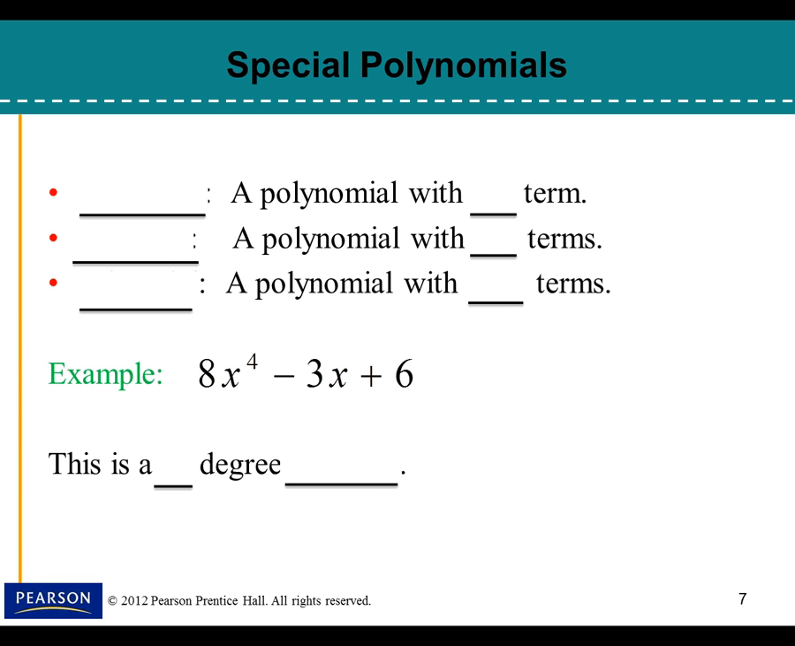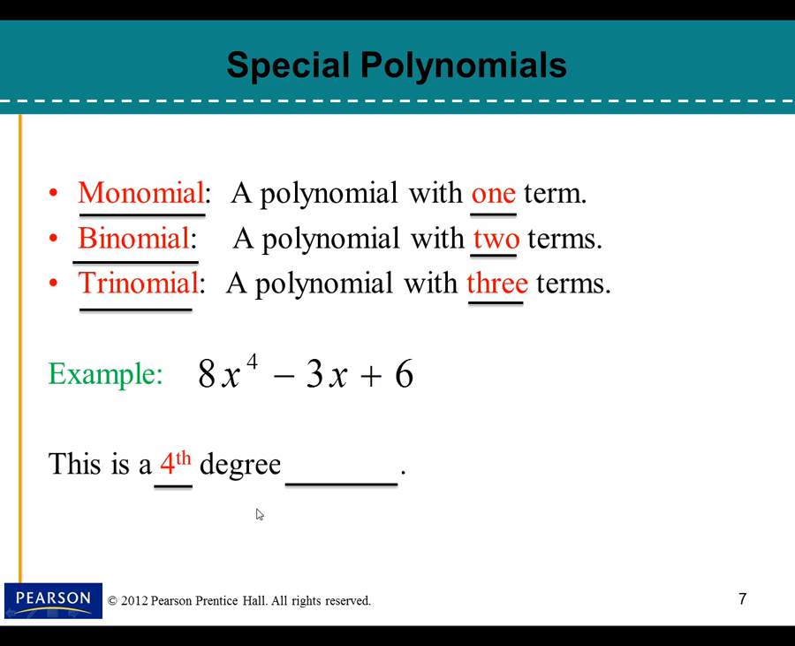We also classify polynomials according to how many terms it has. So it is a monomial. Hopefully you know mono means one. So it's a monomial if the polynomial has one term. Binomial if it has two terms. Trinomial if it has three terms. So if you have this example here, it is a certain degree. Well, we just talked about that. The degree of the highest term is 4, so it's a fourth degree. And how many terms does it have? It has 3 terms, and so it is a fourth degree trinomial.